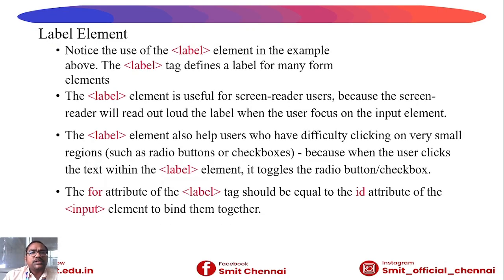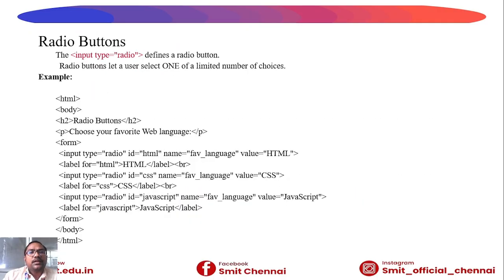Now the third one is the label element. So the use of the label element is it defines the label for the text fields. So each and every text field should have its label so that the user must know what type of input has to be given. Now the next one is radio buttons. So the syntax is input type is equal to radio, which will define the radio button, and it allows the user to select one of the limited number of choices which is being given.